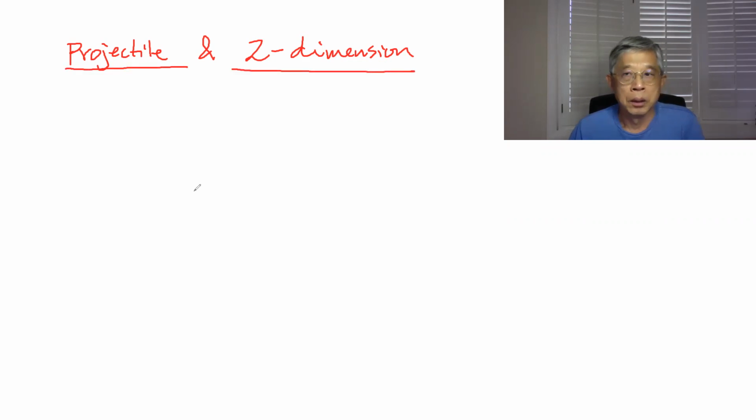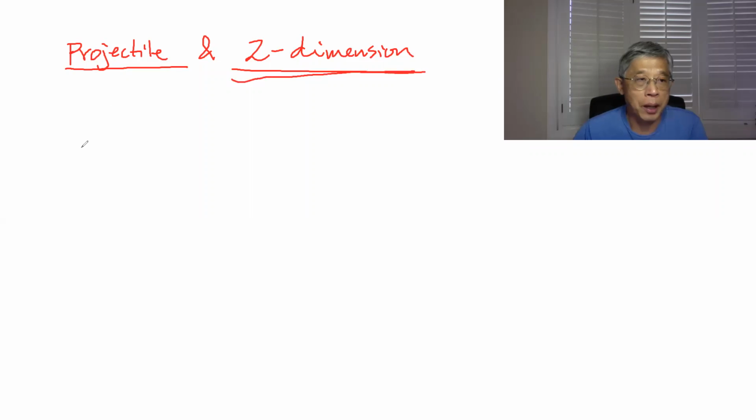Okay, so in projectile motion, everything that we talk about in 1D kinematics is still applicable, right? Remember we have the four equations for kinematics. Those are still valid. The only difference is the idea of two dimensions.